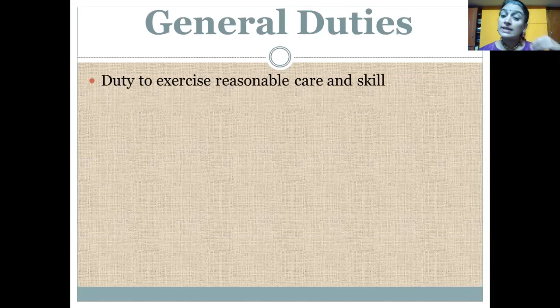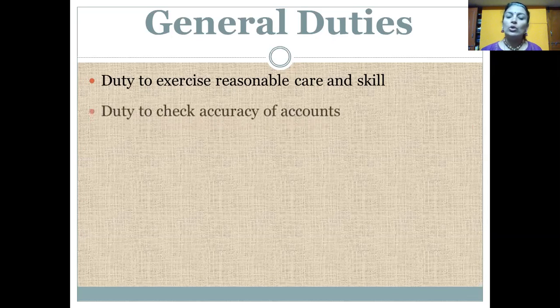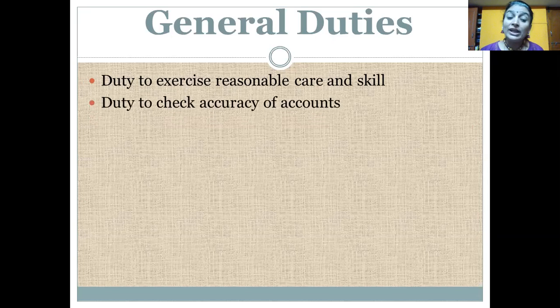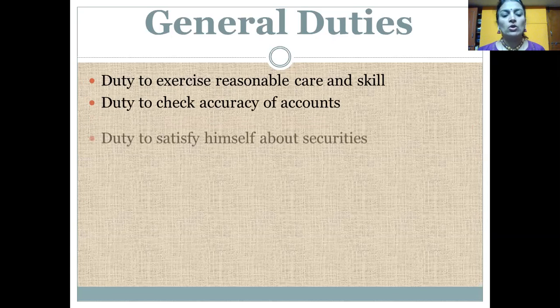Duty to exercise reasonable care and skill. If he doesn't exercise reasonable care and skill, then it becomes negligence. Therefore, he has to apply reasonable care while doing the auditing work. Duty to check accuracy of accounts: whether the accounts are accurate or not, whether arithmetical accuracy is followed, whether statistical accuracy is followed, whether the accounts are maintained truly and rightly. That should be checked by the auditor.